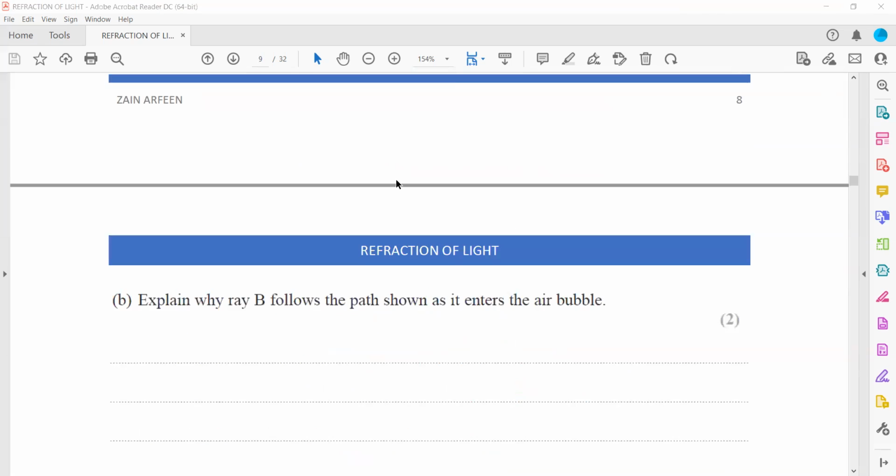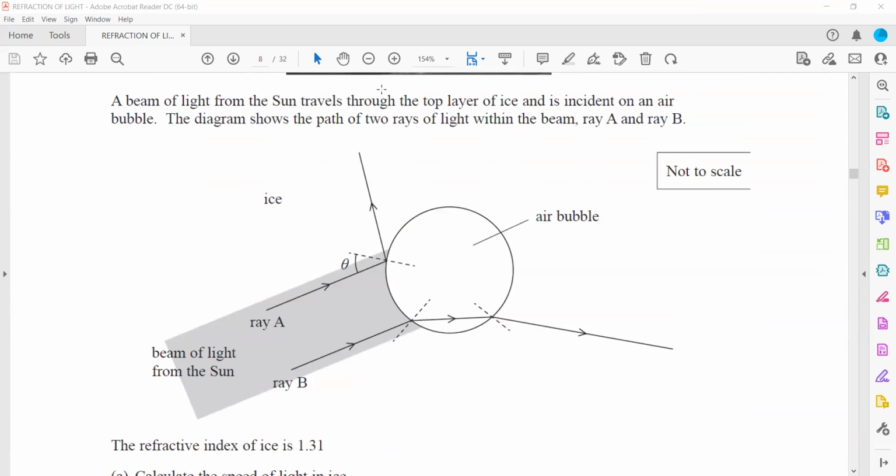Is it clear, this part? How we determine this minimum value for theta? It means they are saying if this was the critical angle, the light will travel at an angle of 90 from the normal. Is it clear, this part? Yes.